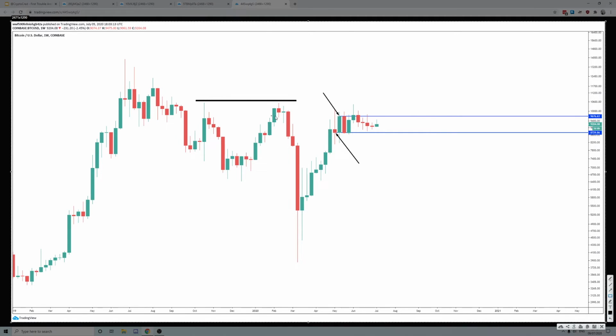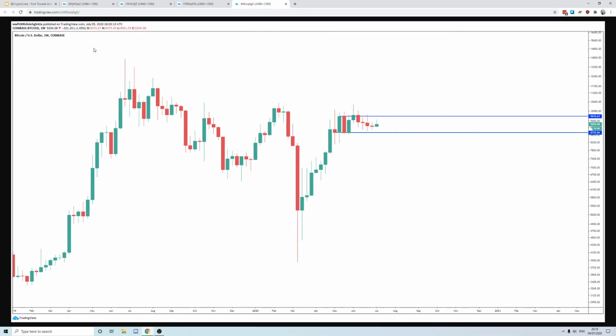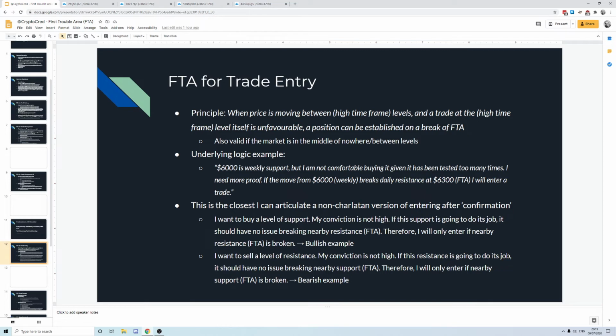Okay, so levels that are interesting above market and levels that are interesting below market. Let's say this kind of support resistance untested flip level at 7.6. But at the moment, all the market's doing is within this range. So a break of FTA would be my trigger to do business. That would mark a shift in participation, and then I know I've got really good levels that I want to trade towards, as opposed to spending weeks of price doing nothing. Okay, so this chart is also a decent example of FTA for trade entry. As we said, also valid if the market is in the middle of nowhere or between levels.